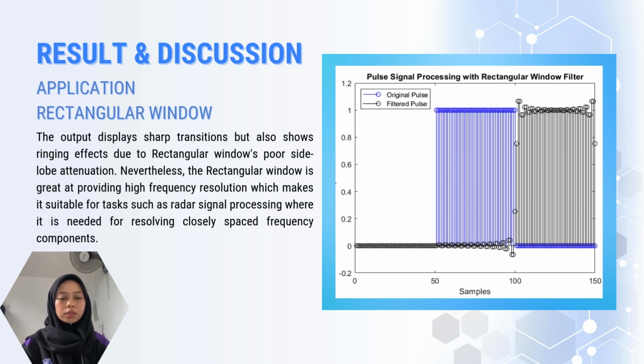Lastly, we use pulse signal processing with the rectangular window filter. From the results, the blue pulse is the original pulse and the black pulse is the filtered pulse. This output displays sharp transitions but also shows ringing effects due to the rectangular window's poor side lobe attenuation. Nevertheless, the rectangular window is great at providing high frequency resolution, which makes it suitable for tasks such as radar signal processing, where it is needed for resolving closely spaced frequency components.